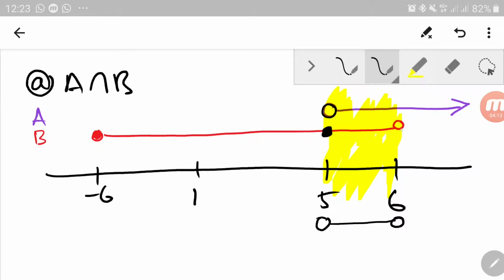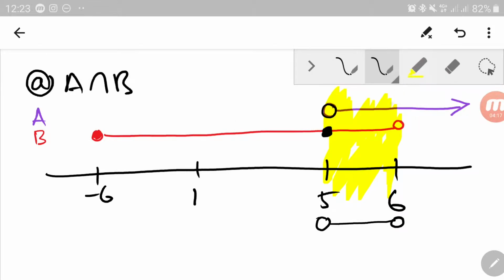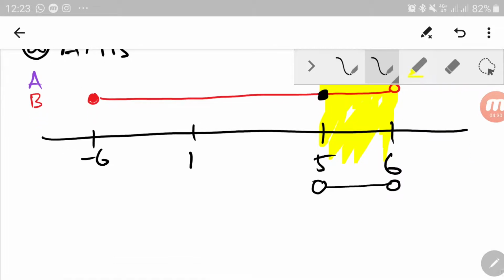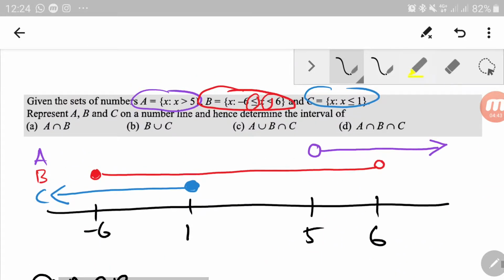Same goes for 6. It's an open circle because A has 6, but B does not have it. So we cannot take a dense circle. So this is the answer. It's 5 until 6, and then an open bracket. So this is the answer for the first question. So let's proceed to the second one.